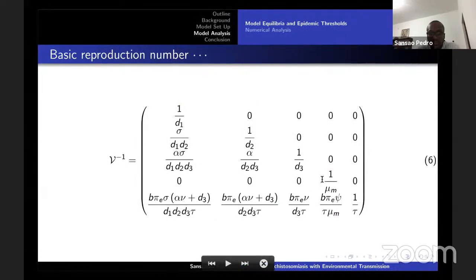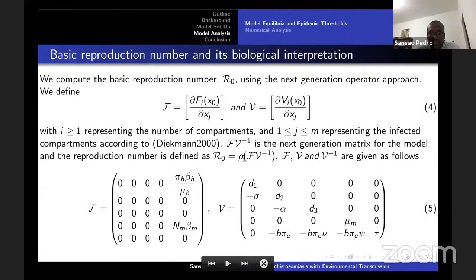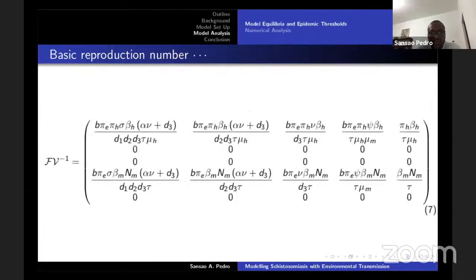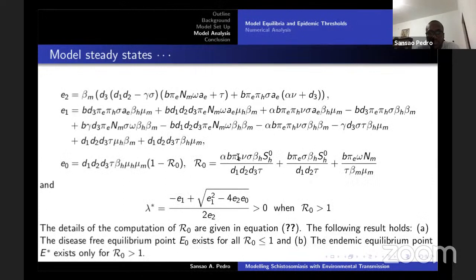Once you have matrix V, for the spectral radius, which is the R naught, the largest eigenvalue of this matrix, you will be able to compute it. The inverse of V is given by this matrix, and the product F times V inverse is this matrix. From this matrix, you can compute the largest eigenvalue, and that eigenvalue will be the resulting R naught. I'm not showing this expression because it has already been stated here.